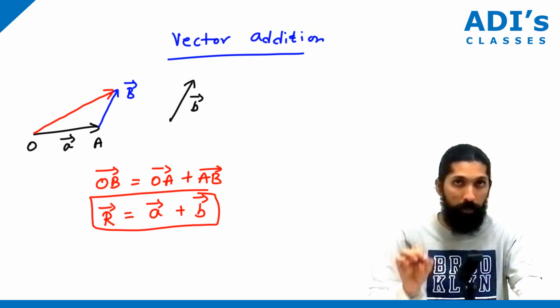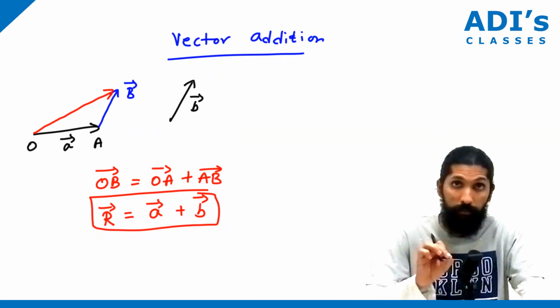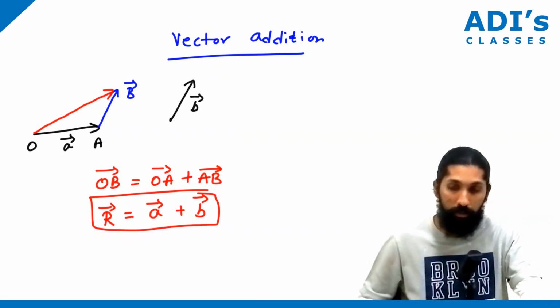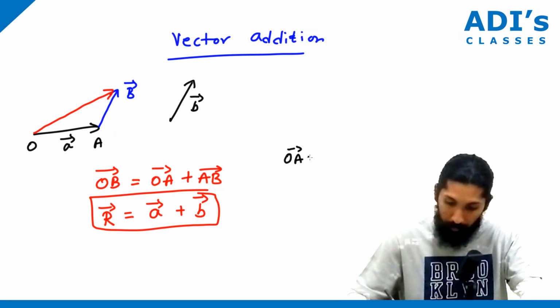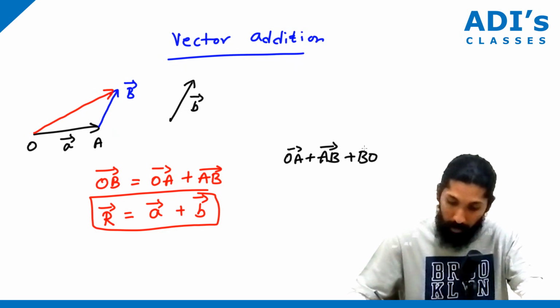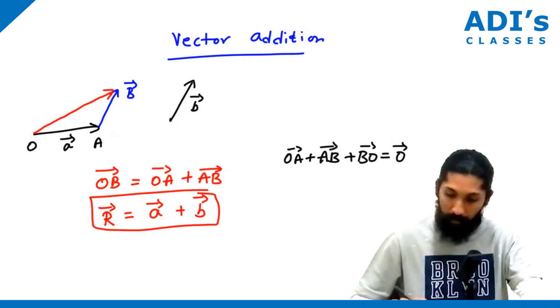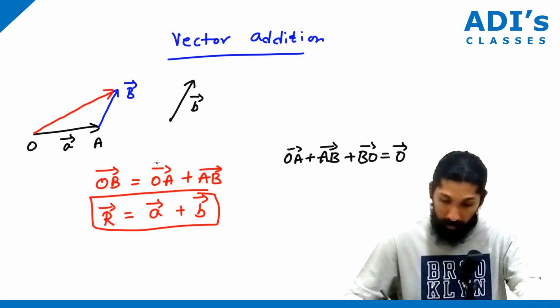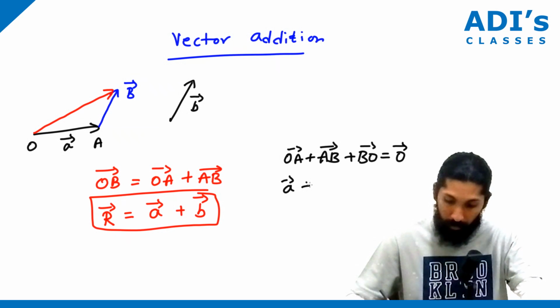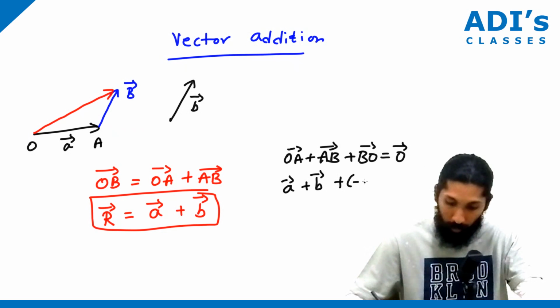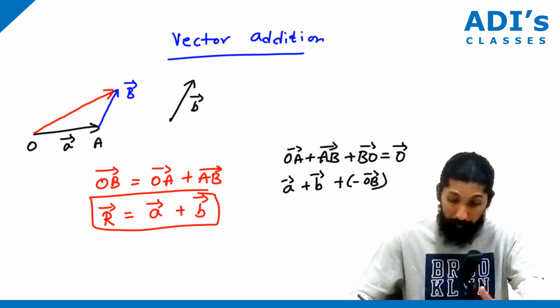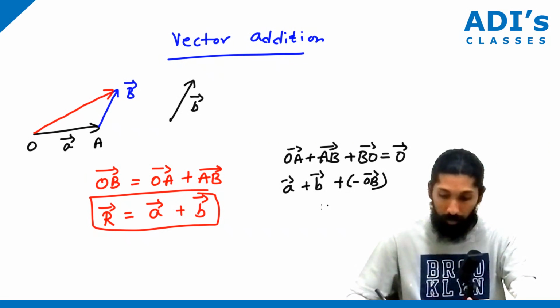Okay, now if you take the vectors in the cyclic order in this triangle of addition, that means if you take OA plus AB plus BO, this becomes a zero vector, because OA is going to be A, AB is going to be B, the next one is the negative of OB, correct? Which is negative of A plus B. Basically the entire thing cancels out, so you are going to get zero vector.